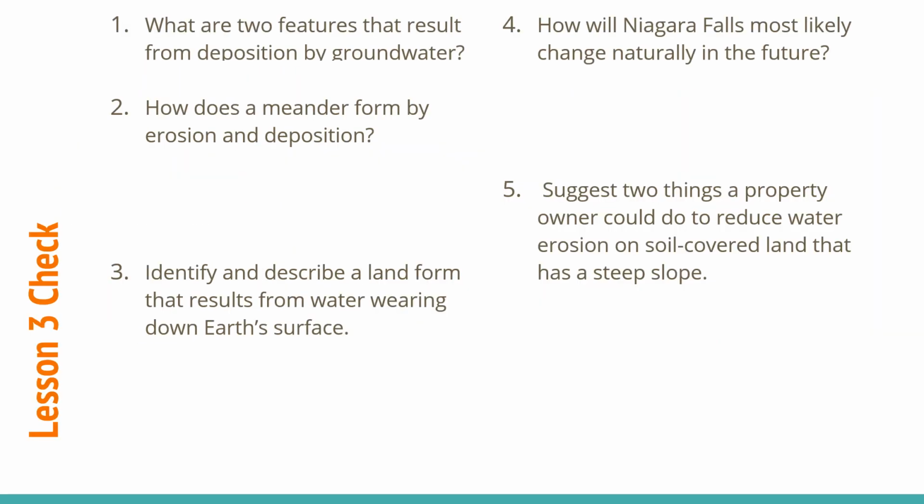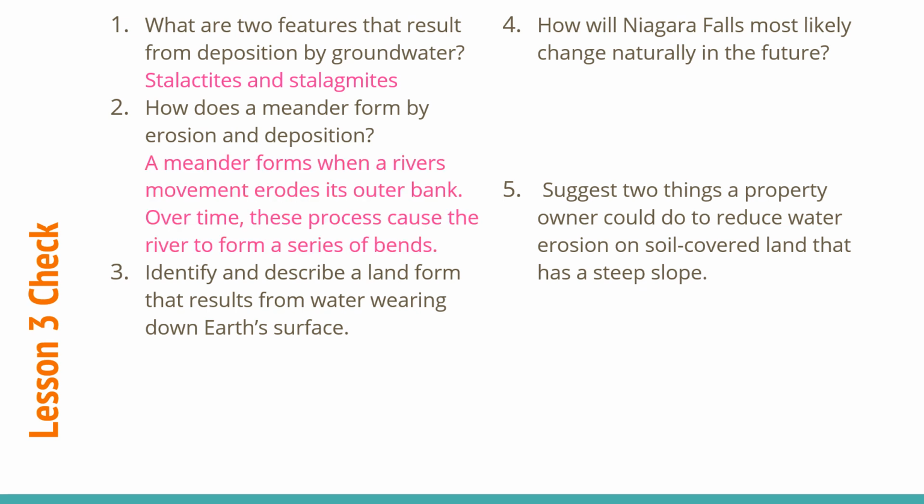And that brings us to our Lesson 3 check. So number 1, what are 2 features that result from deposition by groundwater? And that's stalactites and stalagmites. Number 2, how does a meander form by erosion and deposition? A meander forms when a river's movement erodes its outer bank. Over time, these processes cause the river to form a series of bends.